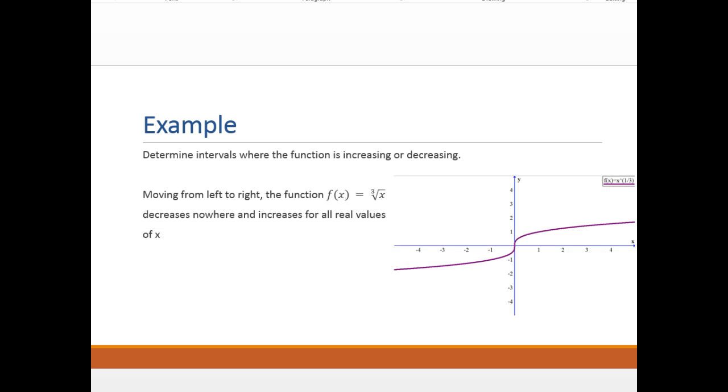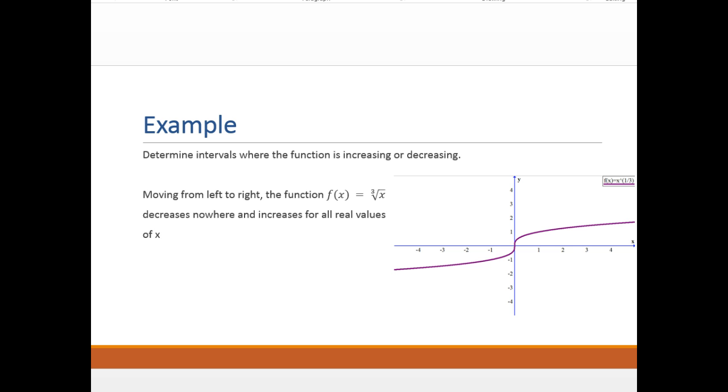If I look at another example, this is f of x equals the cube root of x. Notice that this increases everywhere. As I go left to right, this function gradually increases. Even though it may level out some, it's still increasing as I'm going left to right. So this increases for all values of x.